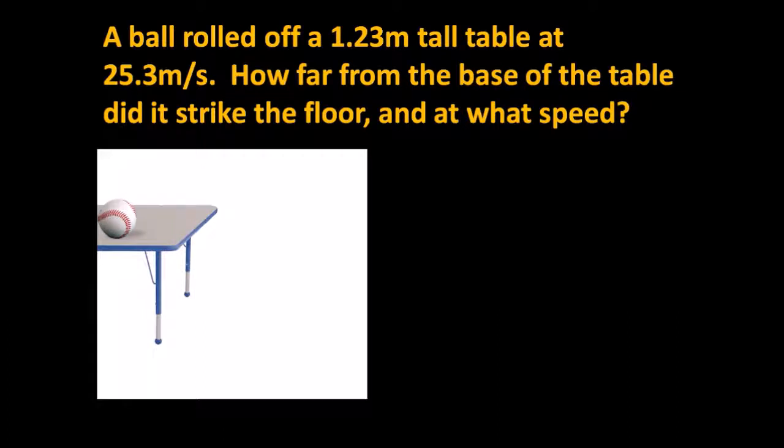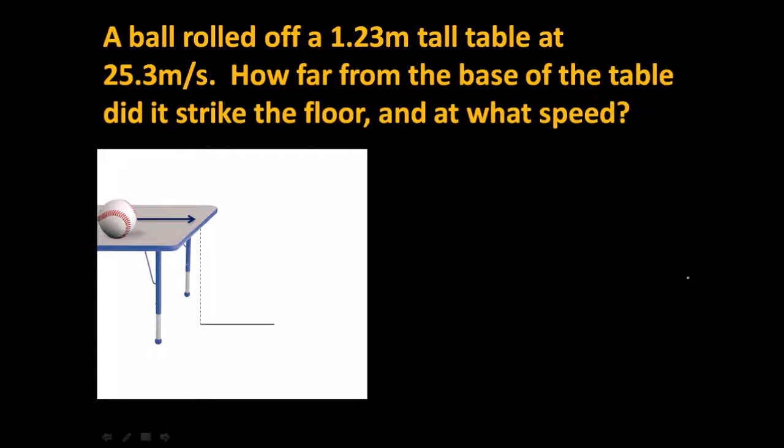So there's our ball on the table. I chose a softball, and let's suppose it has an initial velocity in that direction. Once it comes off of the table, it's going to start falling, but it's not going to stop moving horizontally because there's no horizontal acceleration, even negative acceleration, to slow it down.